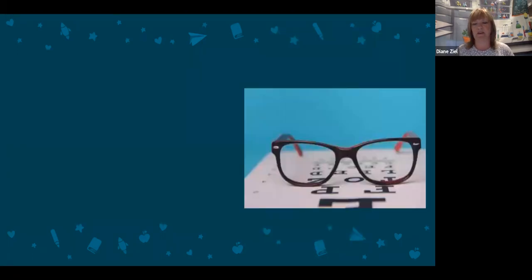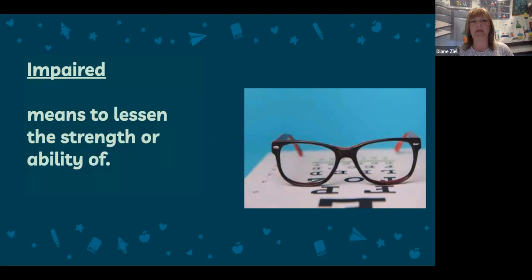Here you see a pair of glasses. Someone would need to wear these glasses if they had this with their vision. If they needed help with their vision, then their vision would be impaired. And impaired means to lessen the strength or the ability of. And the glasses would help to strengthen that inability or that impairment and help you to see better.